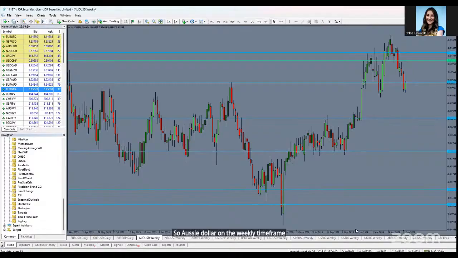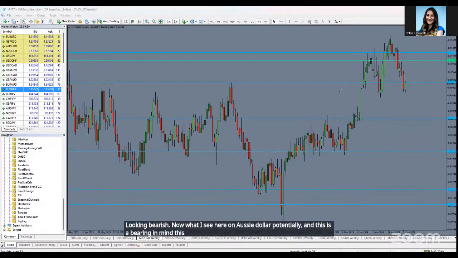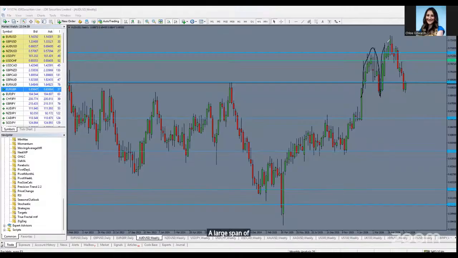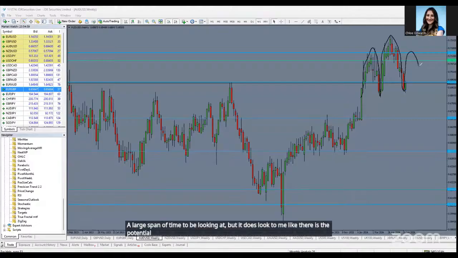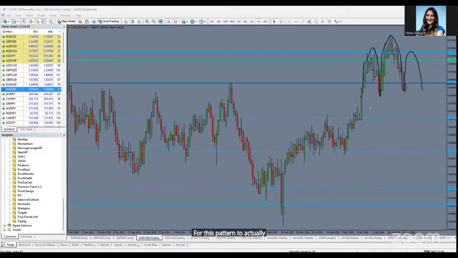looking bearish. Now, what I see here on Aussie dollar potentially, and bearing in mind this is the weekly time frame, so this is a large span of time to be looking at, but it does look to me like there is the potential for the setup of a head and shoulders pattern there. And if it is a head and shoulders pattern, it could take a couple of months for this pattern to actually materialize, but it is something that I'm looking out for.